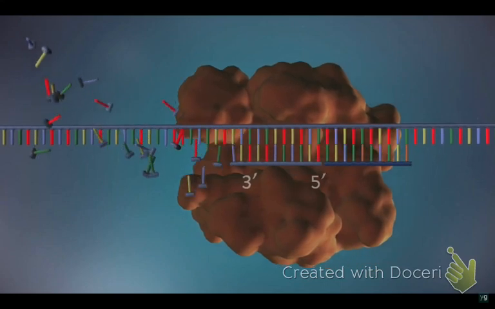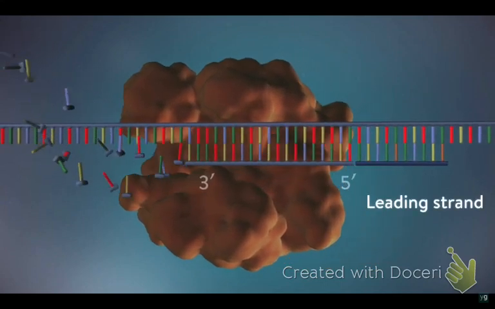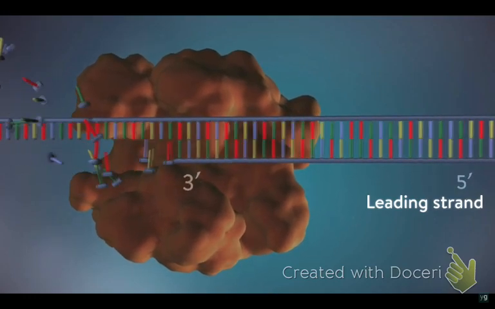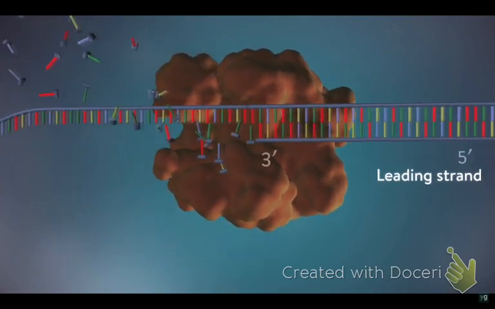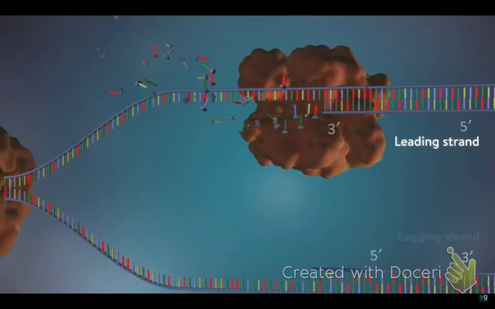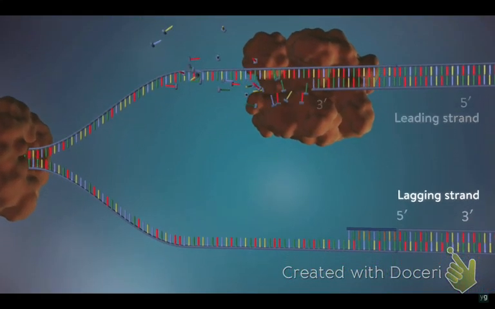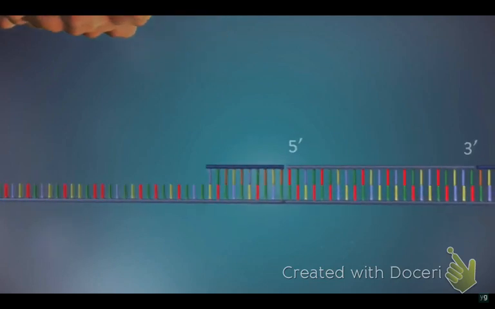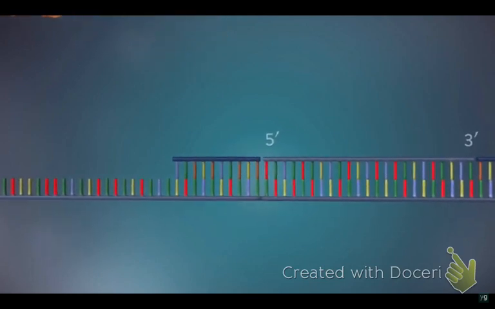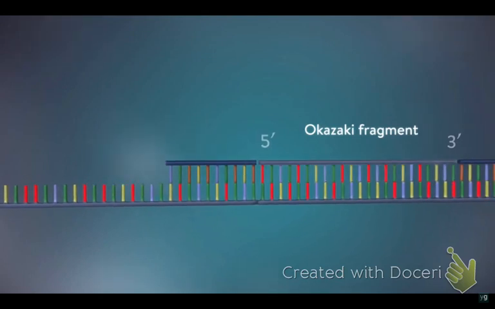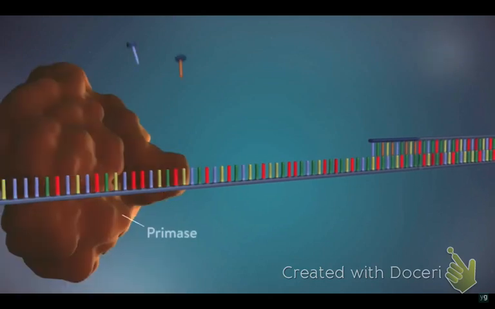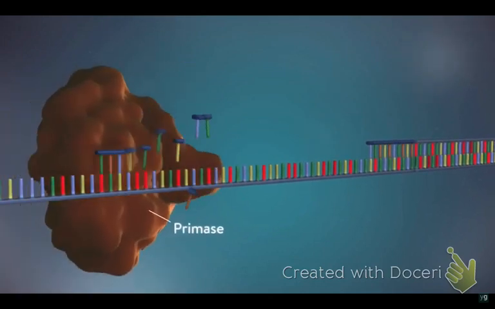One of the new strands of DNA, the leading strand, is made continuously, the DNA polymerase adding bases one by one in the 5' to 3' direction. The other strand, the lagging strand, cannot be made in this continuous way because it runs in the opposite direction. The DNA polymerase can therefore only make this strand in a series of small chunks called Okazaki fragments. Each fragment is started with an RNA primer.